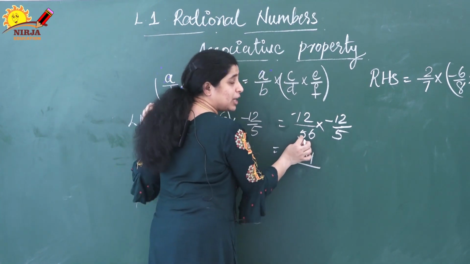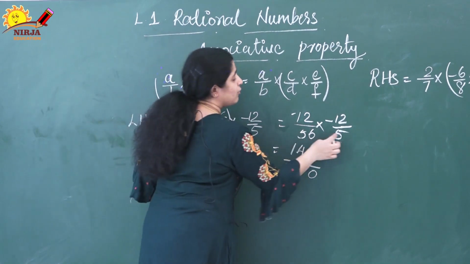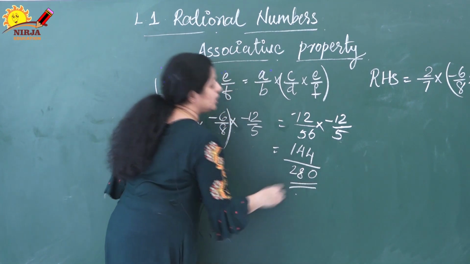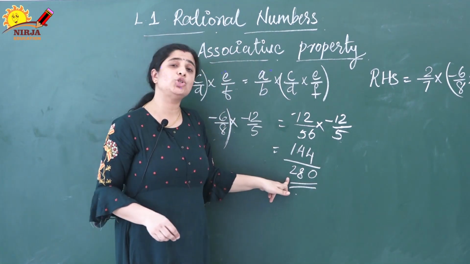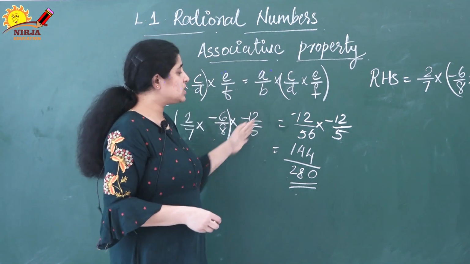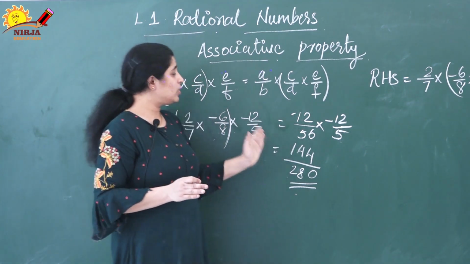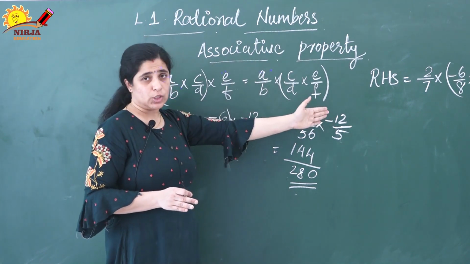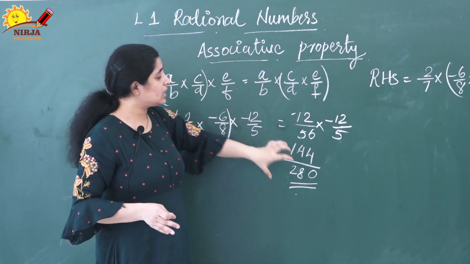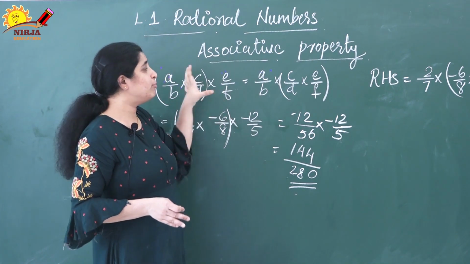Now you have to multiply 56 with 5. 6 fives are 30, 5 fives are 25, 25 plus 3 is 28. So you are getting 144 by 280. I am not going to change this to standard form because we are doing it only for checking, so I am keeping it as it is. Now we will find the RHS. If we get the same answer, then associative property is true in the case of multiplication.